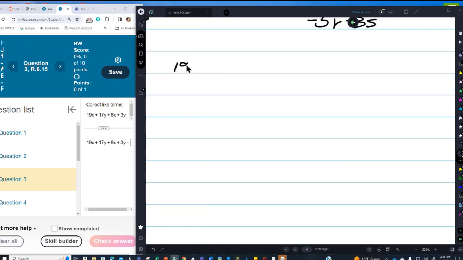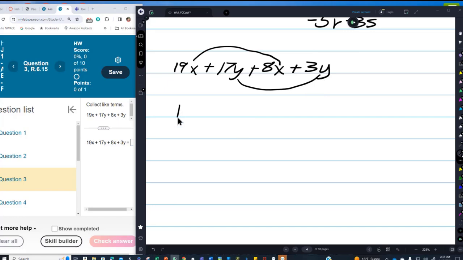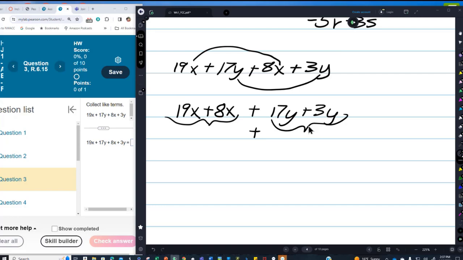Here's an algebraic expression: 19x plus 17y plus 8x plus 3y. The x terms are like terms. The y terms are like terms. So I can just as easily write it this way: 19x plus 8x plus 17y plus 3y. I'll add these, plus I'll add these. And so over here, I know that 17 plus 3 is 20. That'll be 20y. What is this? 9 plus 8 is 17. Carry the 1. This is going to be, I believe, 27x plus 20y.